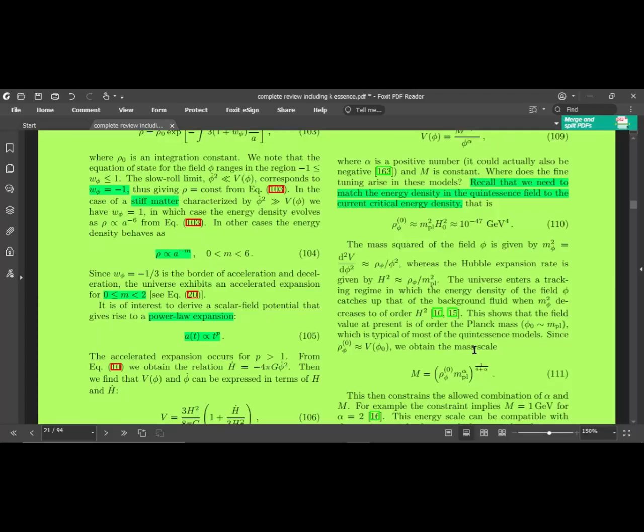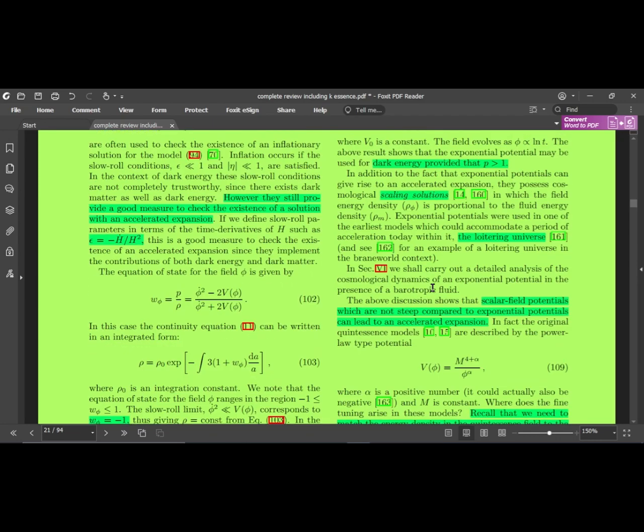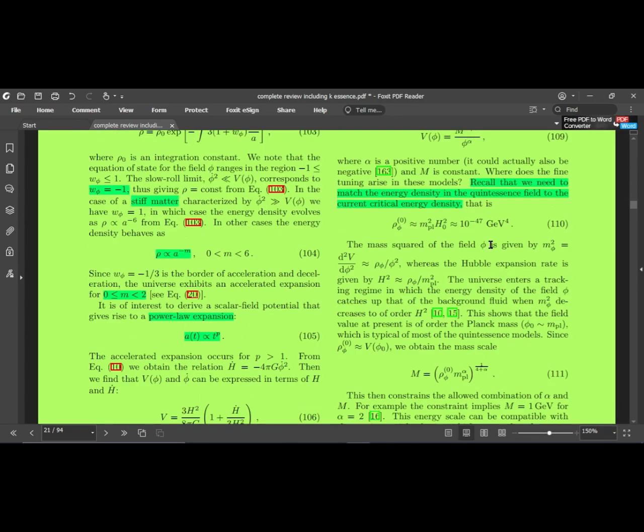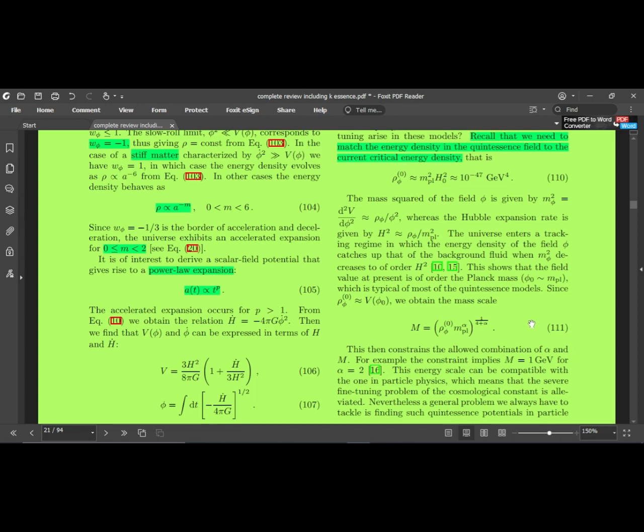So from here we can simply say that dV over dφ gives you the mass of the field, and this mass of the field comes out to be ρ_φ over φ squared, where the Hubble expansion rate is given by H squared equal to ρ_φ over M_P squared, because we already have these equations. H0 squared is this M_Pl squared plus ρ_φ. So they are very much linked with each other.